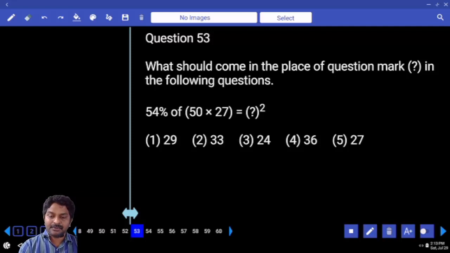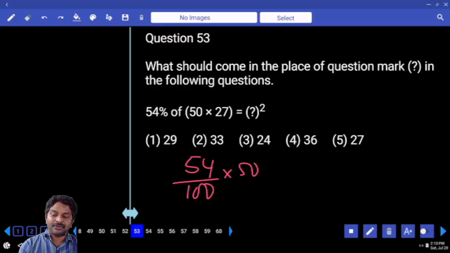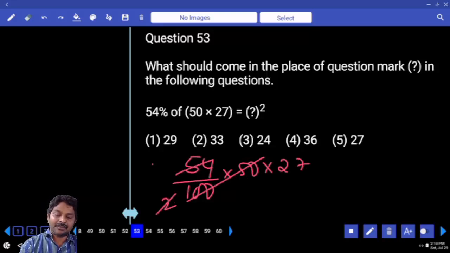Now 54 percentage. 54 by 100 into 50 into 50, how many times? 2 how many times? This is clearly which number's square?